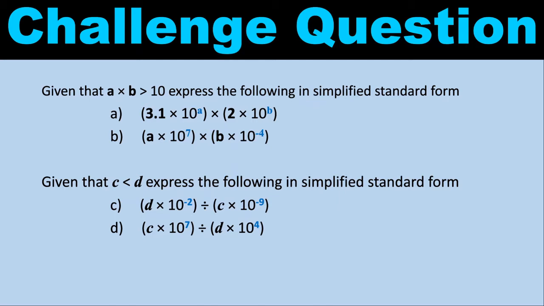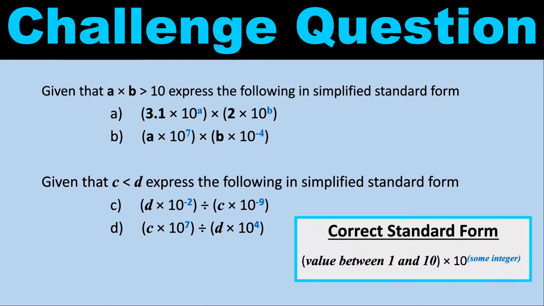In the first 2 questions, I told you that A and B have a product which is greater than 10. Now, how is that going to affect your answers when you write them in simplified standard form? In questions C and D, I told you that C is smaller than D. How is that going to affect your answers in standard form? I hope you remember the hint that I gave you.